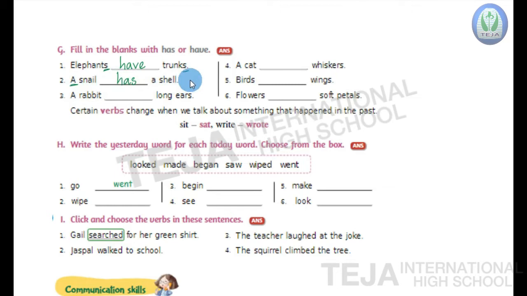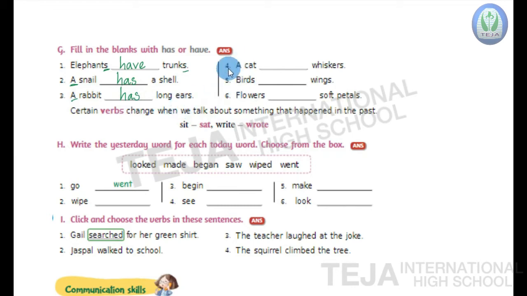Okay. Now, next, third one, children. Here, a rabbit dash long ears. So here we are talking about only one rabbit. Okay, it's a singular form. A rabbit means one rabbit. So when it is singular form, we have to use the word has. A rabbit has long ears.